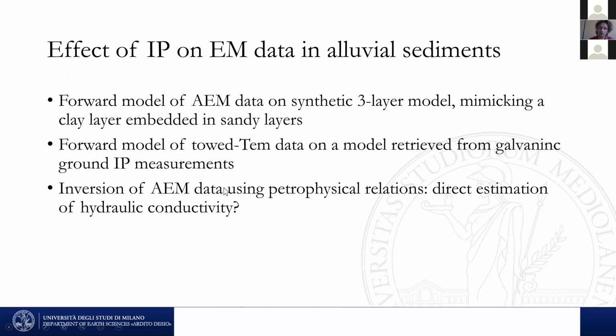And then I'm going to show you a teaser for research we're still conducting, where what we're trying to do is to invert electromagnetic data directly in terms of hydraulic conductivity, using the petrophysical relation that works well for galvanic data. So let's start with the first of these examples.